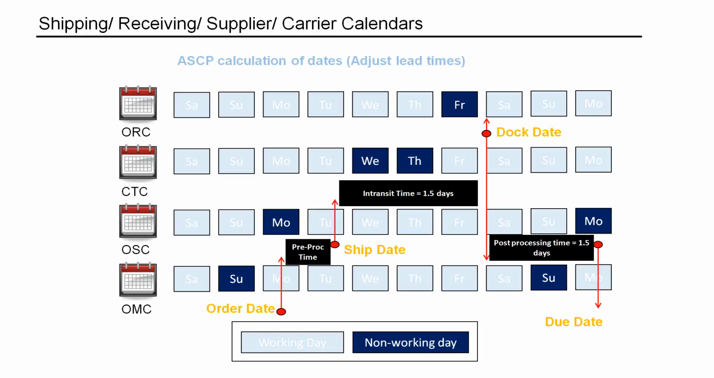So if you are using an organization receiving calendar, and you say that you only receive on Fridays, and there is a carrier calendar which says that you only ship on Wednesdays and Thursdays, how will the system calculate and how will the system push or pull the dates accordingly? This is what is shown here.